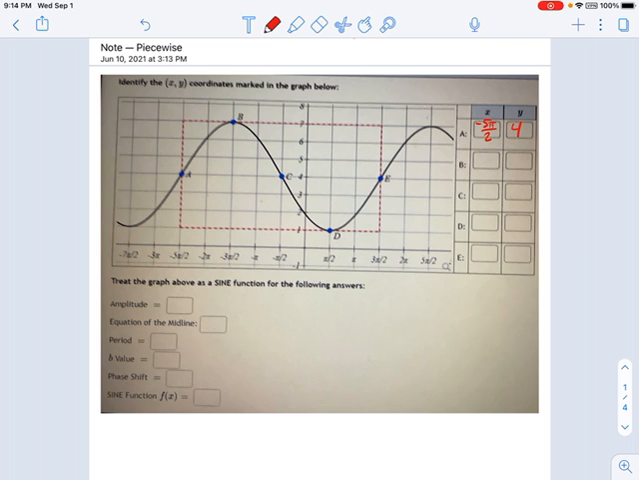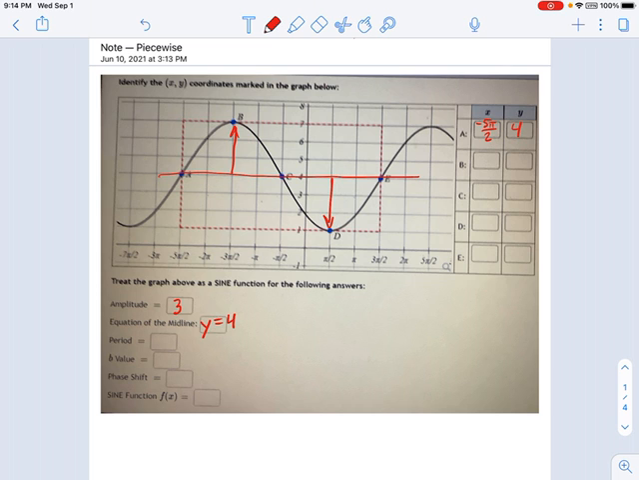Remember what the midline is. That's the line that cuts through the middle of our function. And I can see that's at y equals 4. I'm sorry, this is the midline I'm talking about. Y equals 4. And the amplitude is how high up or how far down you go from the midline, which in this case is an amplitude of 3. Remember, that's always a positive number.